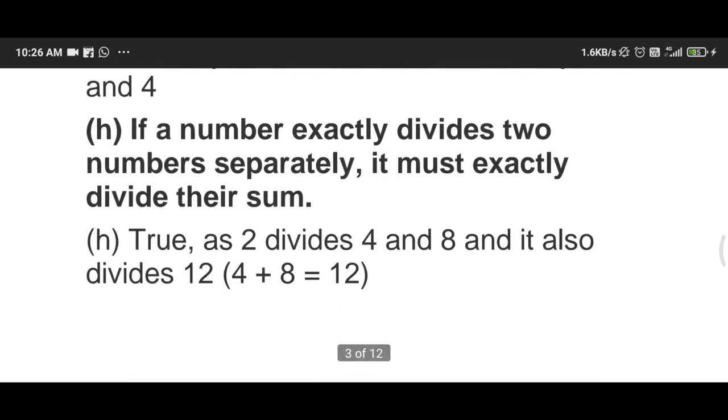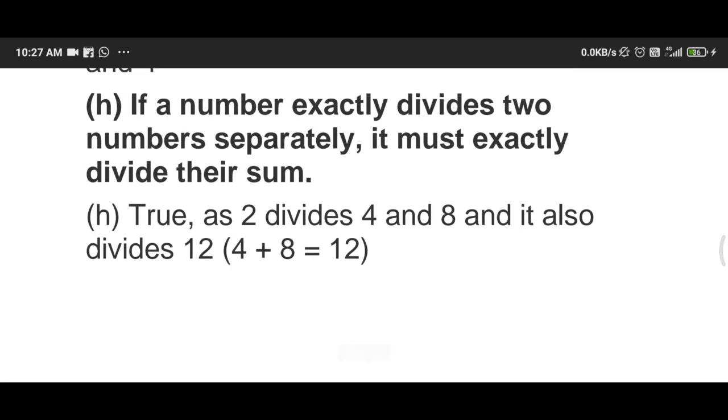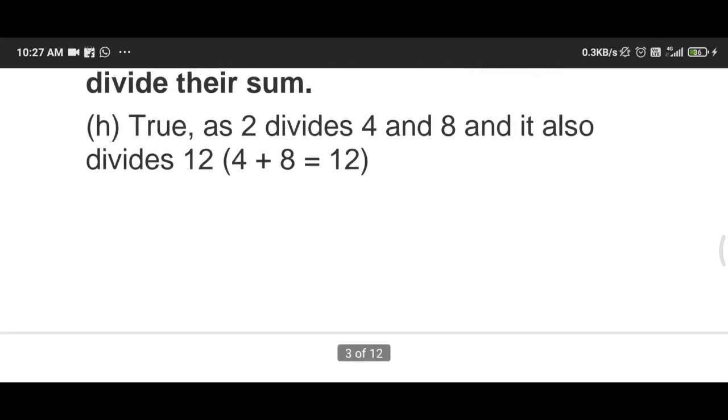Now H part: if a number exactly divides two numbers separately, it must exactly divide their sum. It is true, as 2 divides 4 and 8, and it also divides the sum of these numbers, 4 and 8, which is 12. 2 divides 4, 2 divides 8, and 2 divides the sum also.